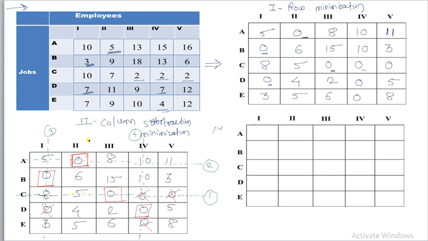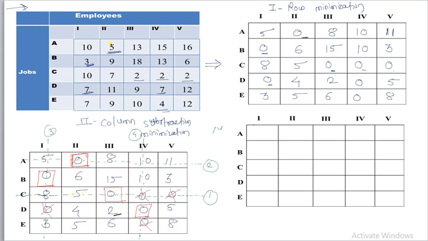So select the smallest uncovered element. Which is the smallest uncovered element? This 3 is the smallest uncovered element. No, here is one more smaller element, that is 2. So 2 is the smallest uncovered element.